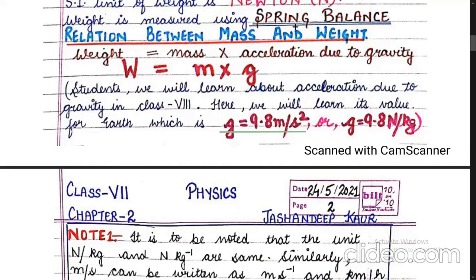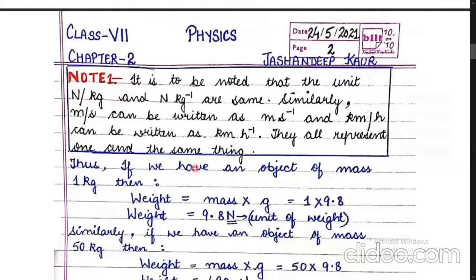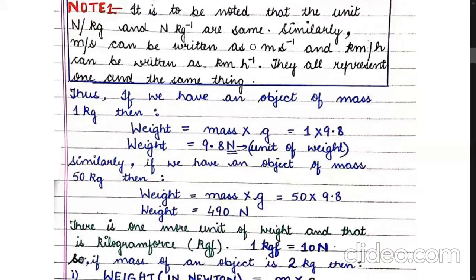So children, now note that the unit of Newton per kg or Newton kg inverse are same. I have explained you this thing in your online class. So students, here we have already learned that meter per second and kilometer per hour can be written as kmh minus 1. Similarly, Newton per kg can be written as Newton kg inverse.